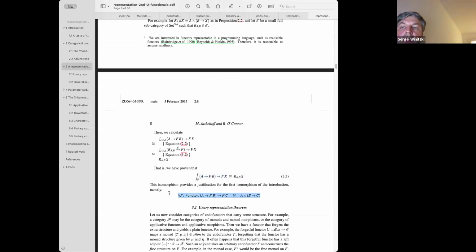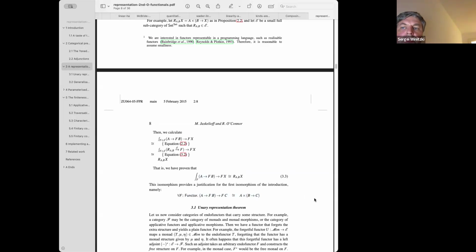So there are just a few lines actually. They're not so difficult to follow. The proof is actually not difficult. It has about 4 steps for the more interesting case, which is the next, 3.1. But anyway, first we have A to FB to Fx. Then we say A to FB is the same as RAB to F. That should be a star, actually.